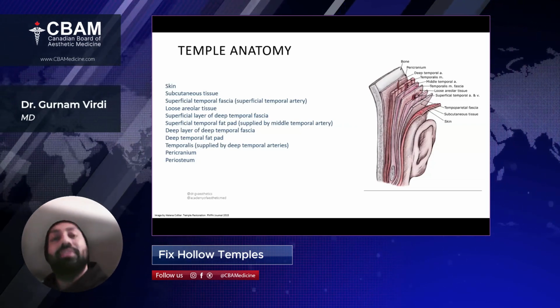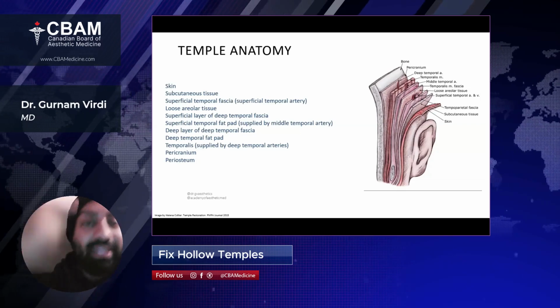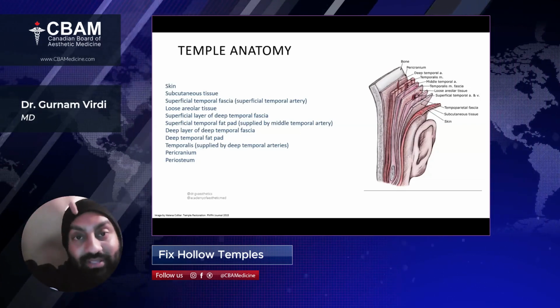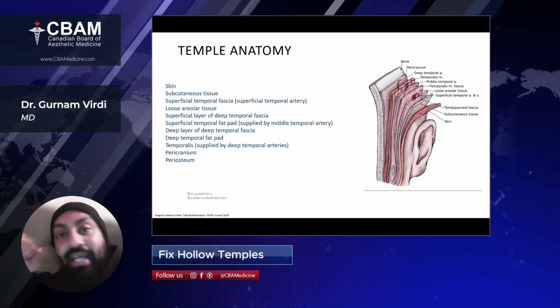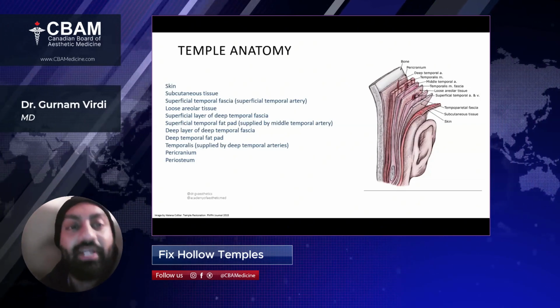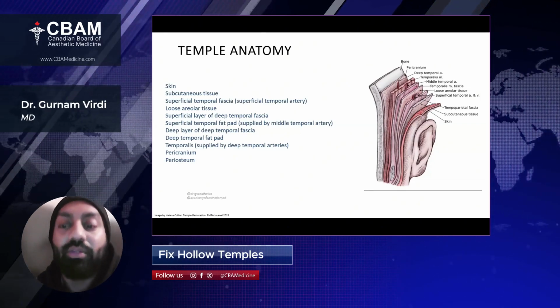One way of getting into this area actually is by having an entry point actually in the forehead itself, going deep towards the galea and then heading laterally across. This will take you into the loose areolar space.